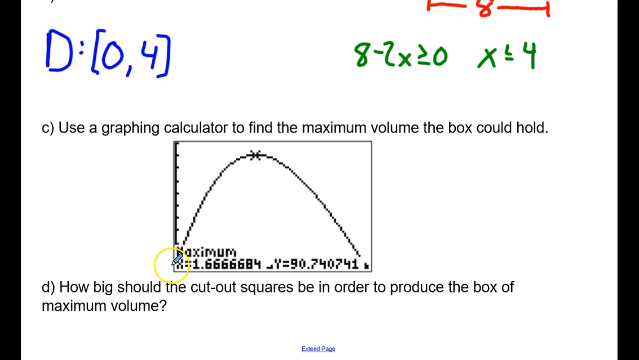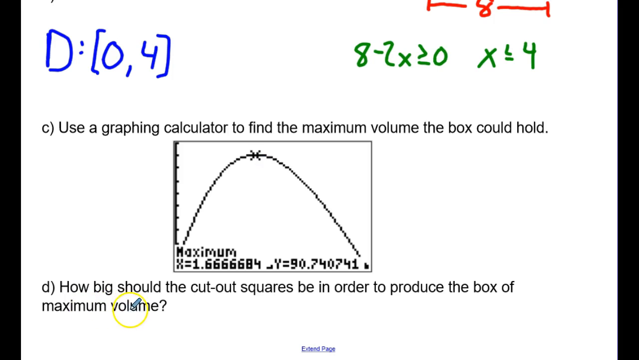So I graphed this function going from 0 to 4 and 0 to 100. If we graph this, go to second, calculate, find the maximum value, we could see that occurs at 90.7 cubic inches. Okay, so that's the maximum volume that this box could hold. And if we look, we could see our x value is 1.67, which is 5/3.